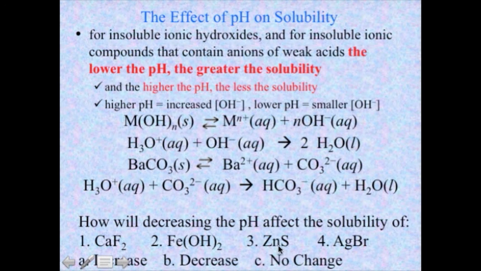Same thing with zinc sulfide. Decreasing the pH increases the hydronium ion concentration. It reacts with sulfide to form the weak acid hydrogen sulfide and therefore increases the solubility of zinc sulfide. However, the silver bromide is a different story because the bromide ion is the salt of a strong acid, hydrogen bromide, and therefore the solubility of silver bromide will be independent of pH and independent of the concentration of hydronium ion.